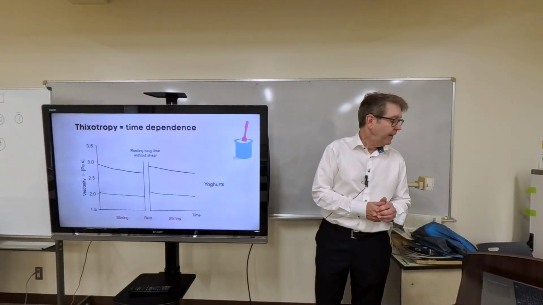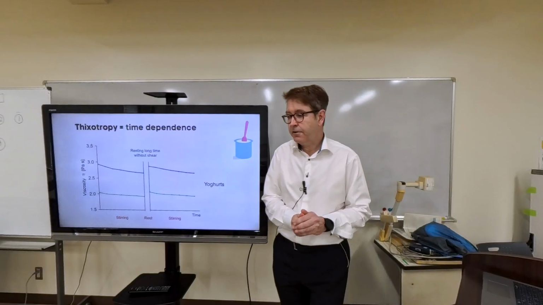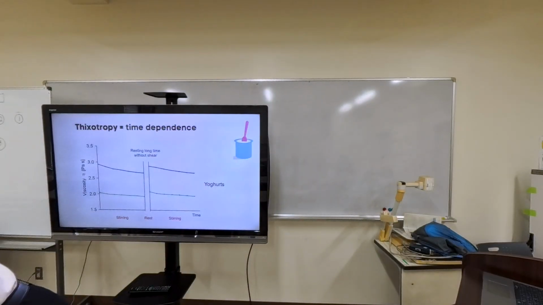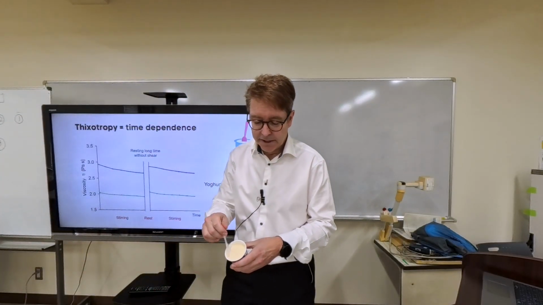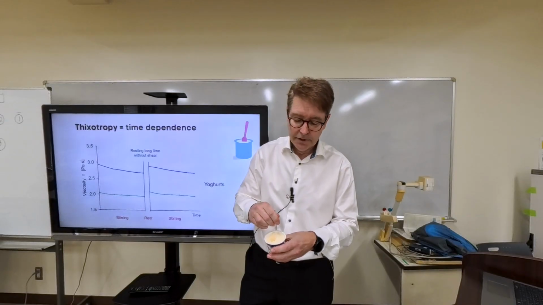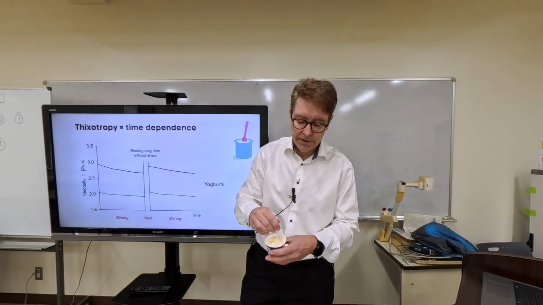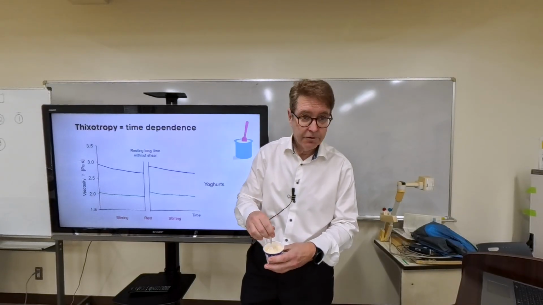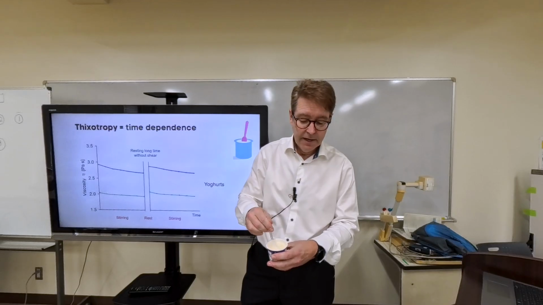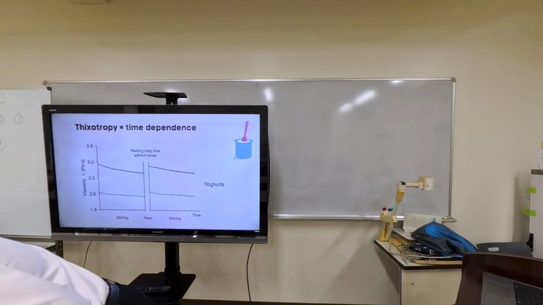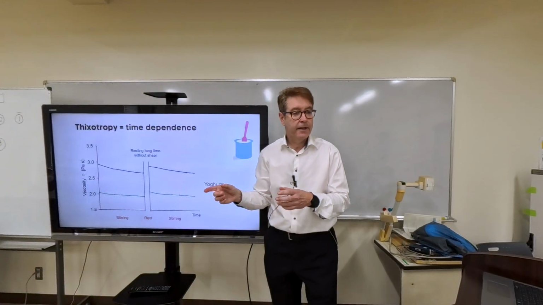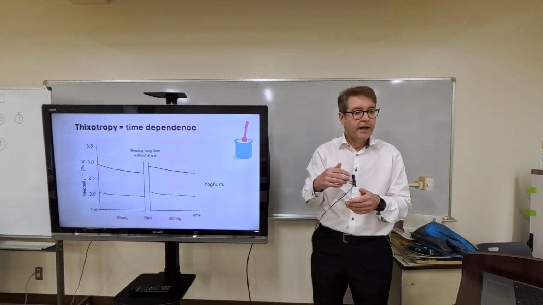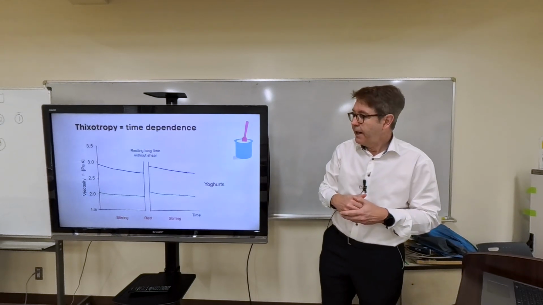Okay, then the next term, thixotropy, is this. If you buy yogurt, it's like a pudding. If you stir it, it's more fluid. Because you usually stir it before you eat it, right? And that means that you break the structure in the yogurt, and it becomes more fluid. And this is what happens here.